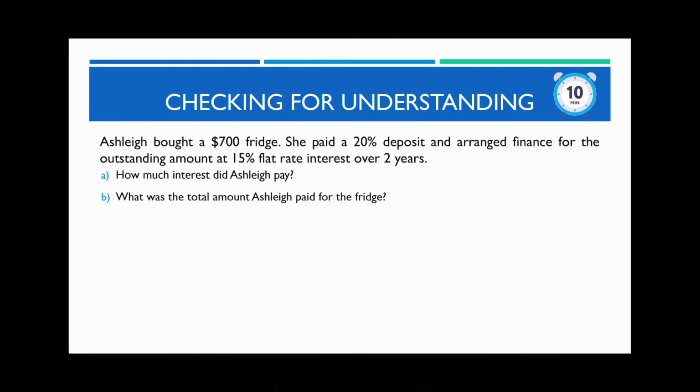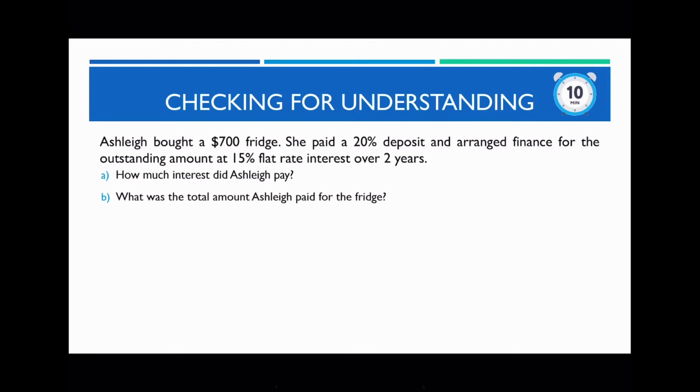Okay, so for this particular question, it reads, Ashley bought a $700 fridge. She paid a 20% deposit and arranged finance, meaning buying on terms, for the outstanding amount at 15% flat rate interest for 2 years. So that's just a simple interest rate of 15%. The first part asks you to calculate how much interest she needs to pay.